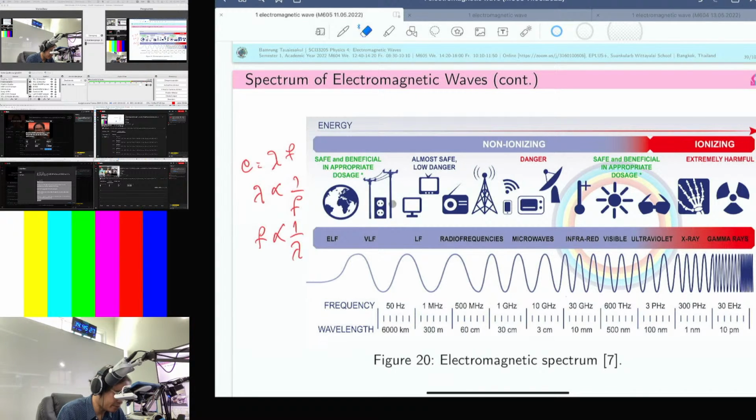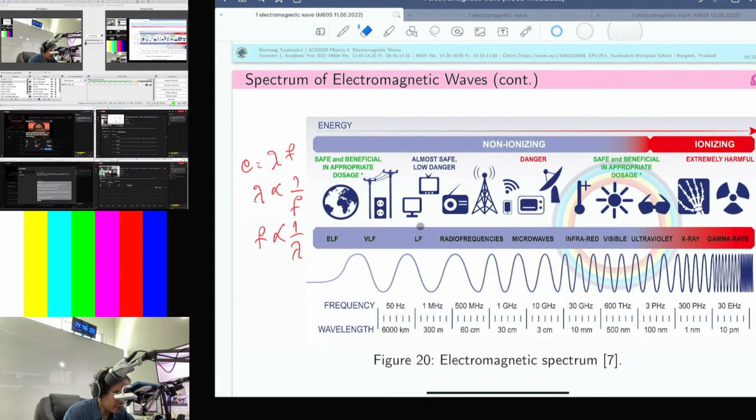Where could we get the very low frequency electromagnetic wave? You can observe it from the socket at home. You can get very low frequency electromagnetic wave from a transmission line, and this is the transmission tower. Transmission towers could be found along the road, right? For example, in Thailand, in parallel to the road, you can see the transmission tower.